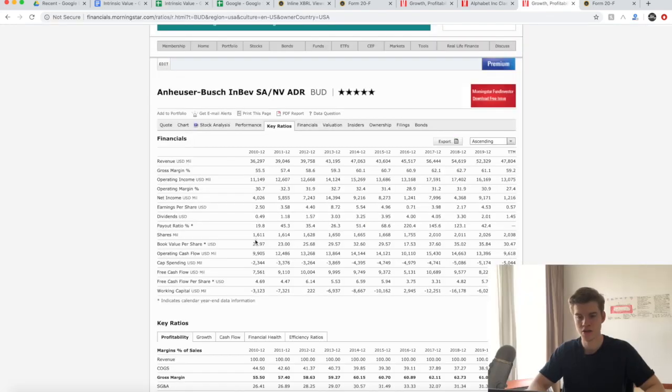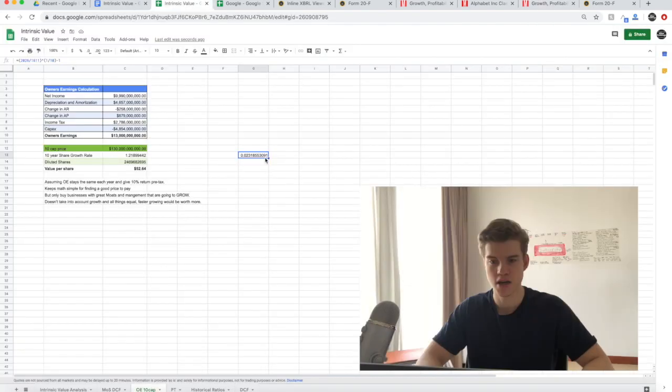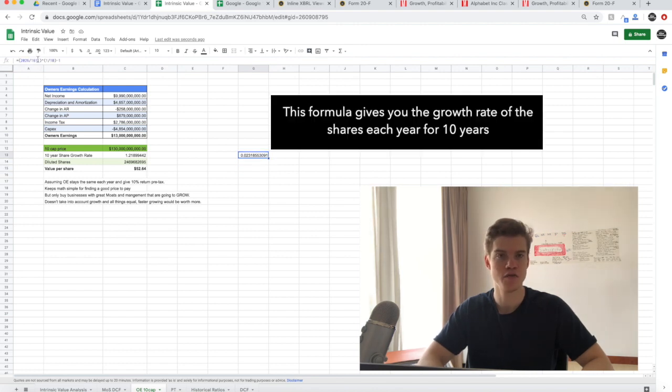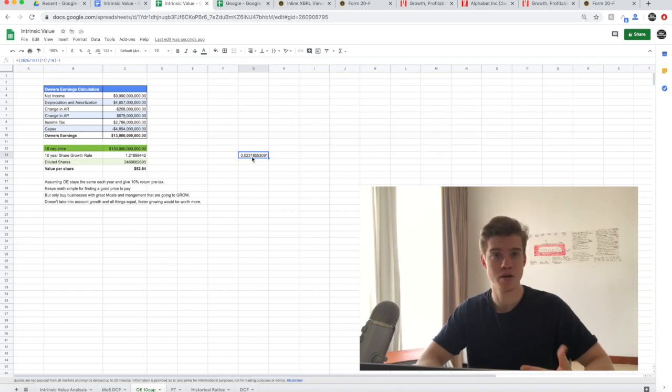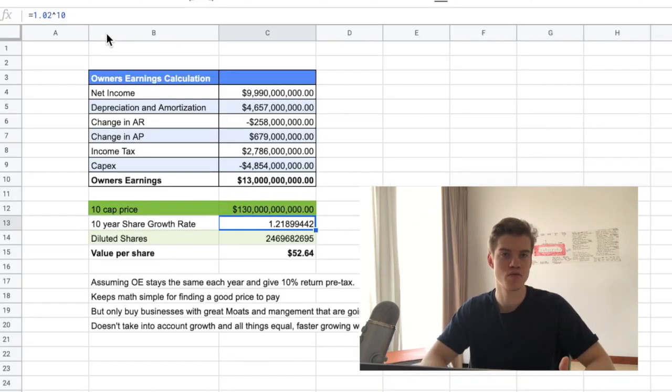So if we look at how the shares grow over time, we can use this calculation that I did here, where you take the ending value divided by the starting value, raise it to the power of 1 divided by the number of years, and minus it by 1. And we get that the growth rate of the shares each year is around 2%. So if you want to get the growth rate over a 10-year period, in this example, I just use a 2% growth rate each year.